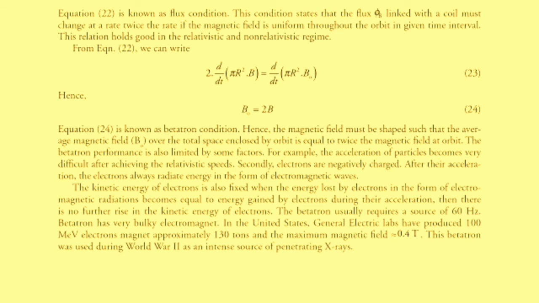The Betatron usually requires a source of 60 Hz. A Betatron has a very bulky electromagnet. In the United States, General Electric labs produced a 100 MeV electron Betatron with a magnet of approximately 130 tons and a maximum magnetic field of 0.4 Tesla. This Betatron was used during World War II as an intense source of penetrating X-rays.